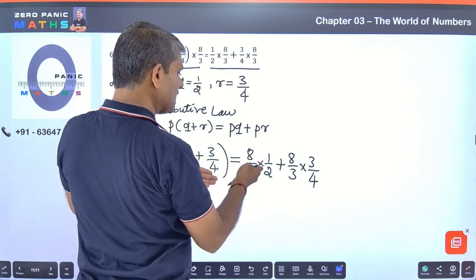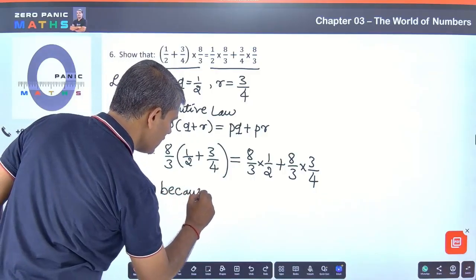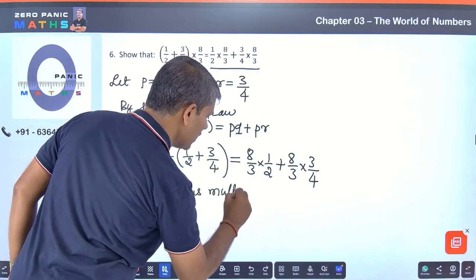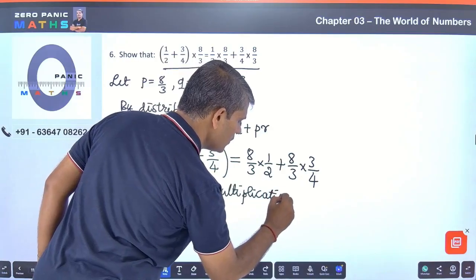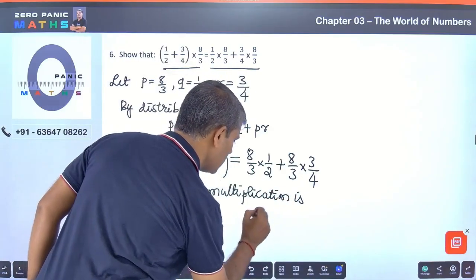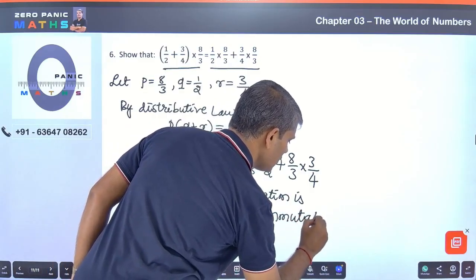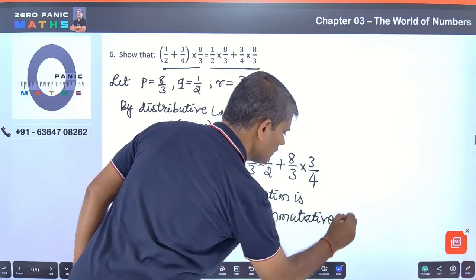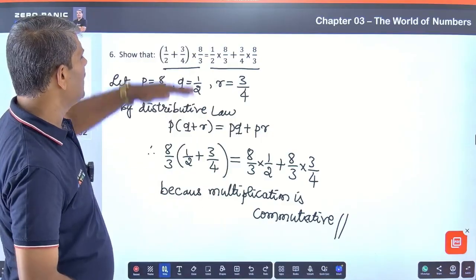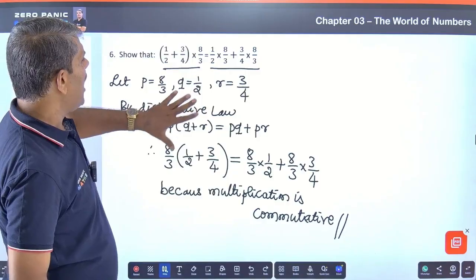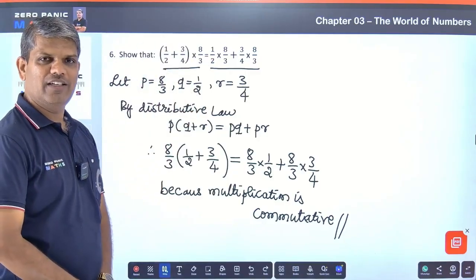Okay, but I can say this also, because multiplication is commutative. So this is additional information. You need not write it, but since you know that law, you can give that reason. So this is in very simple steps. I can say that this is according to the distributive law, this is equal. That's all. Understood, right? Okay.